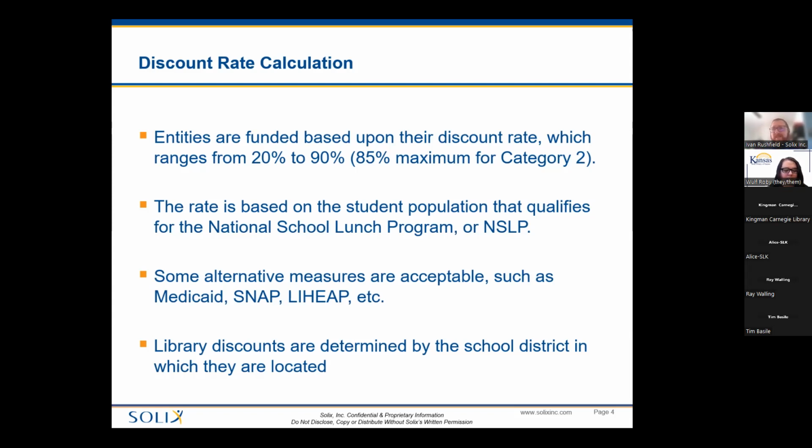They might use things like Medicaid or SNAP or various other systems of measuring child welfare, but primarily it's through the National School Lunch Program, or NSLP. Now, as a library, you cannot have any impact on your discount. You do not have students, you have patrons, and your discount is determined by the school district in which you are located. So no one's ever going to ask you for discount information. That all just goes to the school district where you happen to be.